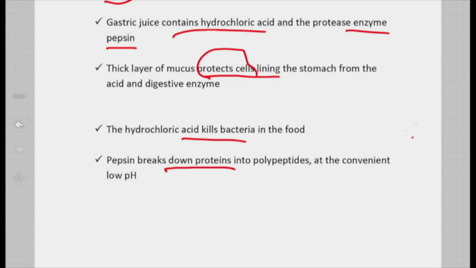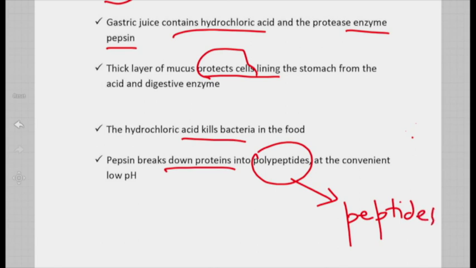to polypeptides. These polypeptides are further broken down to peptides in the duodenum. So in the duodenum, the protease will break down the polypeptides into peptides and amino acids. The final end product, as we'll see, is the amino acid, AA, from the protein perspective.